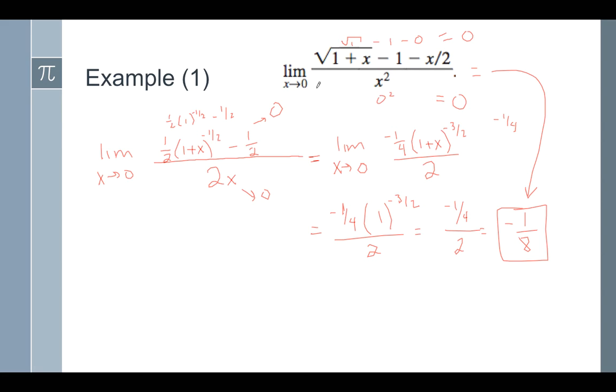You can verify this graphically if you want to. You can type this function into your calculator, and you can say as x approaches 0, what's happening to my y values? And that would be negative 1/8. They'd all be approaching that value. All right, let's see about another one.